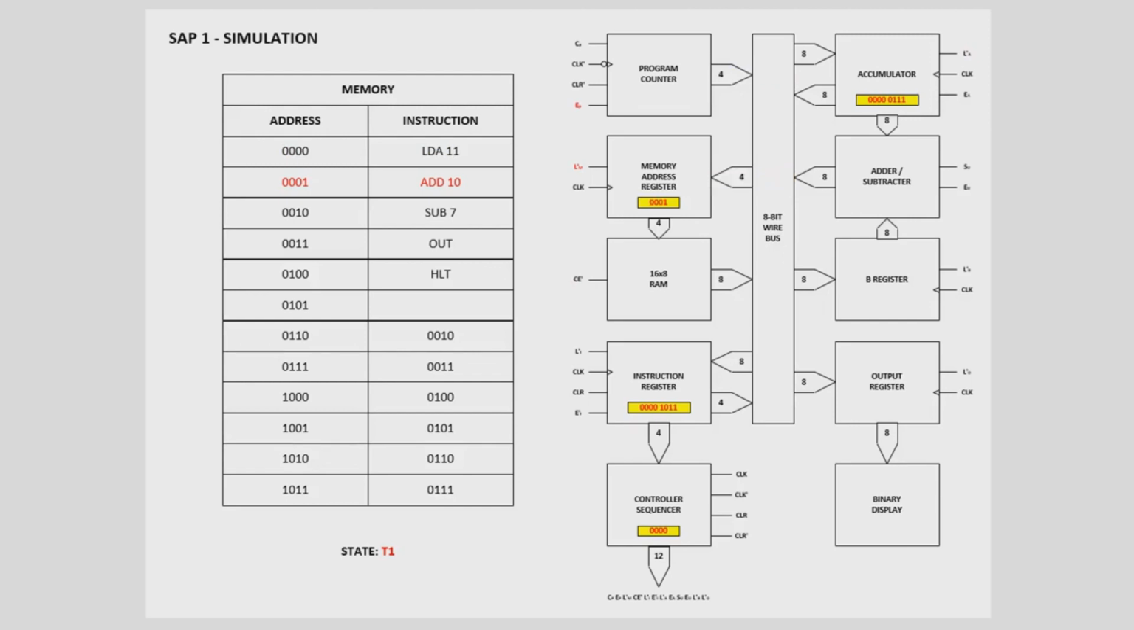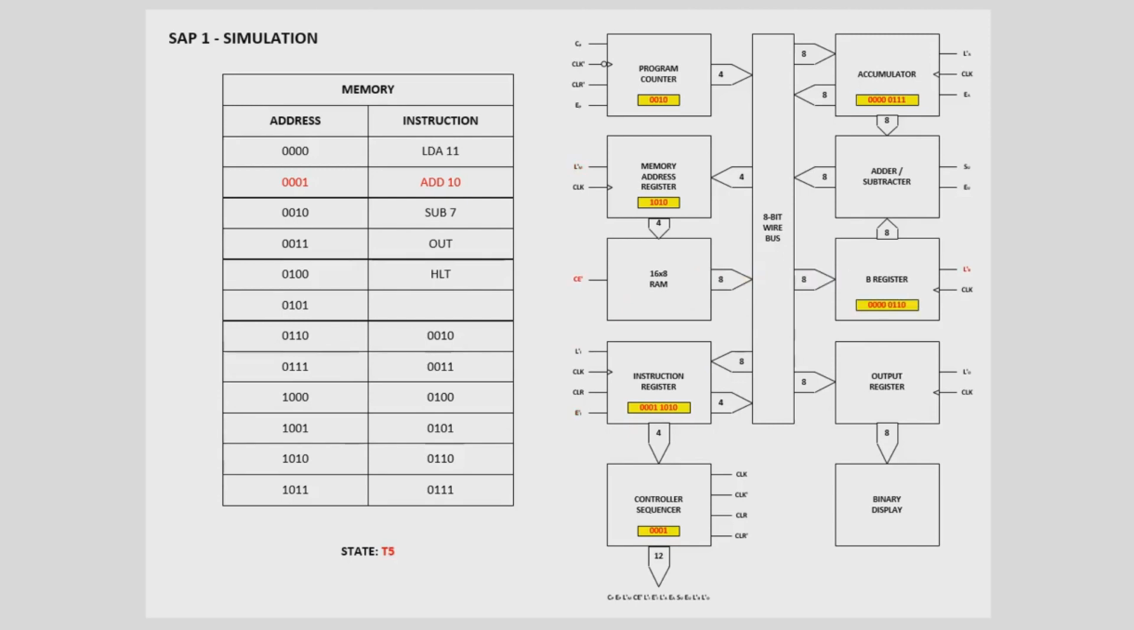For opcode decoding, the control unit decodes the opcode from the IR to determine the operation to be executed. When selecting the register, depending on the opcode, the control unit activates specific operations and registers such as the accumulator, B register, input register, and output registers.